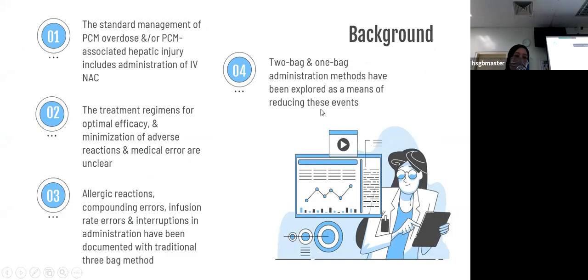All right, so a bit of background, as mentioned by Dina earlier, NAC is the standard management for PCM overdose or any PCM-associated hepatic injury, which includes administration of either oral or IV, but more commonly IV because oral NAC is associated with nausea and vomiting. So there are a lot of different treatment regimens, but the treatment regimens for optimal efficacy and minimization of adverse reactions and medical error are unclear.